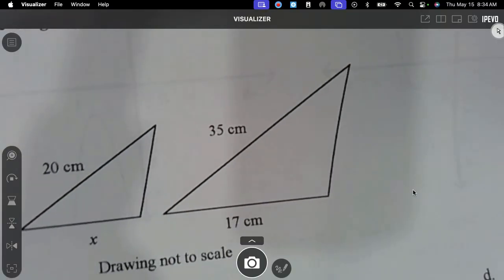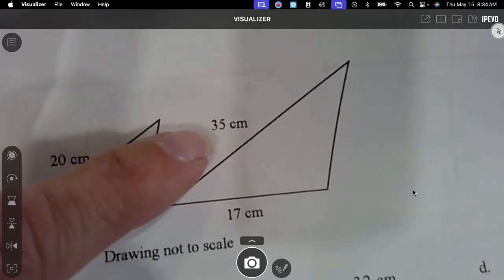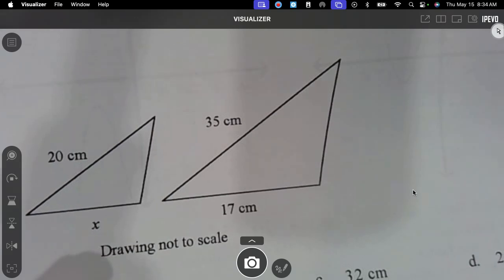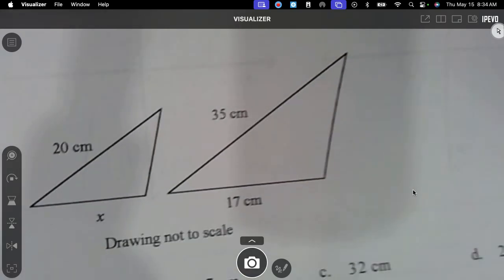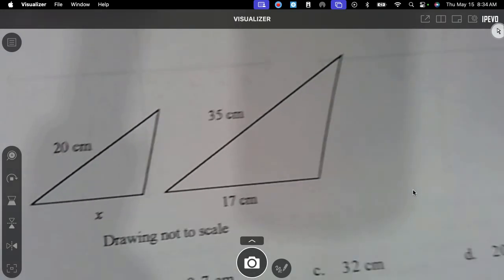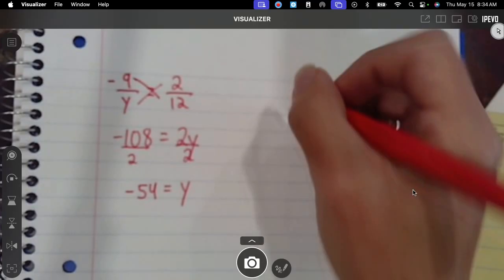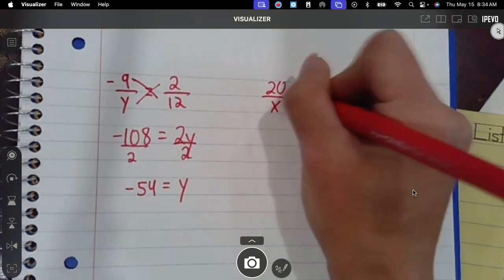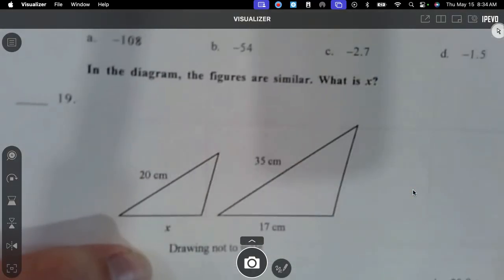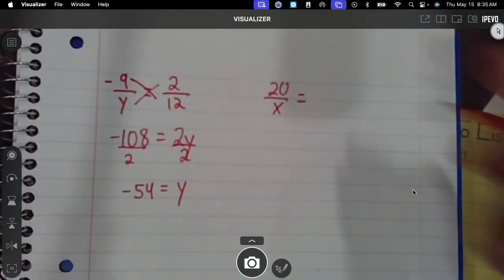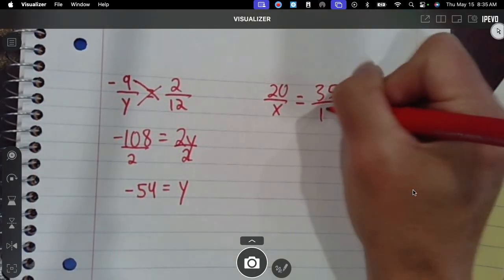Is everybody clear on that? If you did 20 and 35, you would do x with 17. It doesn't matter what way you go. Just be consistent. You can't mix them up. Order matters. So let's do 20 over x. I'm going to put my 20 with my x. And then in the same exact order, 35 and 17. Again, there's another way to set it up.